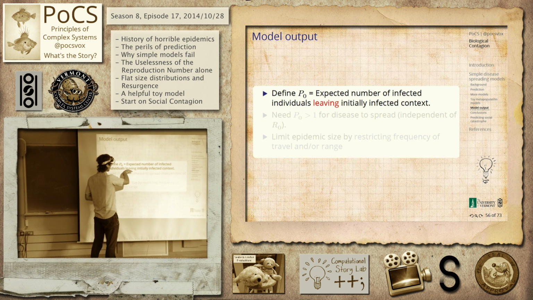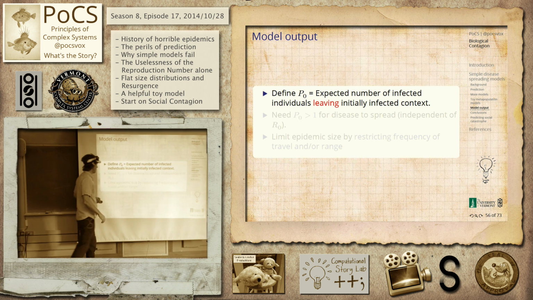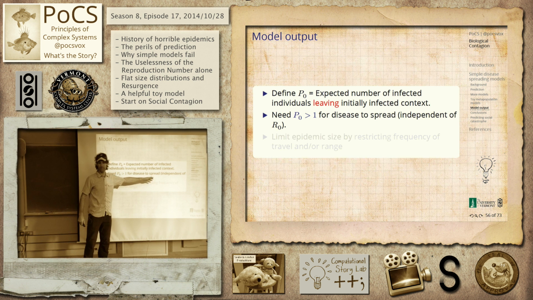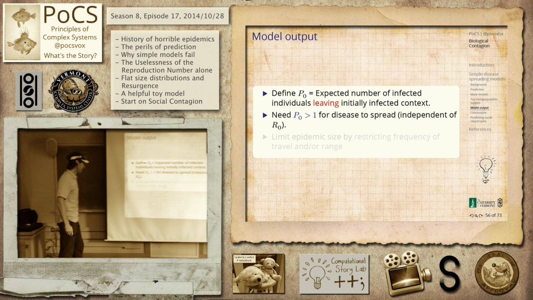And so you would let it unfold, and then P0 we'll call the expected number that leave proselytizing about Ugg boots to the rest of the world, right? And so clearly you need this to be greater than 1, right? So the average number that leave while infected, and you need that to be greater than 1. So this is coupled with R0, obviously, which is the local reproduction number, but this is another piece.